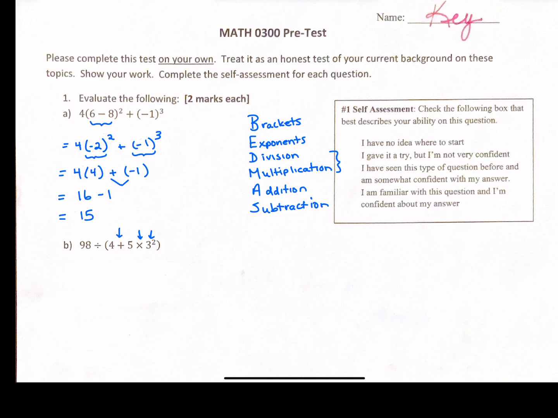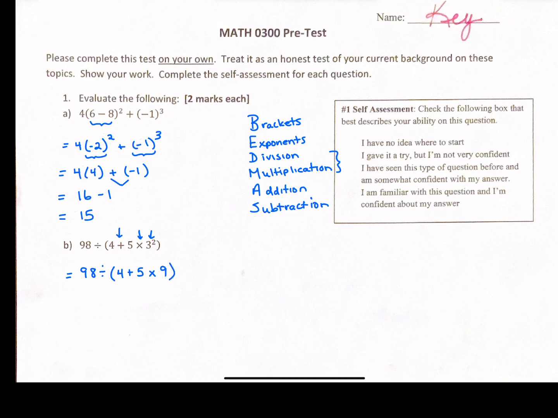So after brackets, we know we have to deal with anything attached or that has an exponent attached to it. So we're going to rewrite everything we haven't touched or used. So we're going to leave that 98 and divide by. In brackets, we're going to leave the 4 and the +5. And we're going to multiply that by 3 squared, and we know that's 3 times 3, or +9.